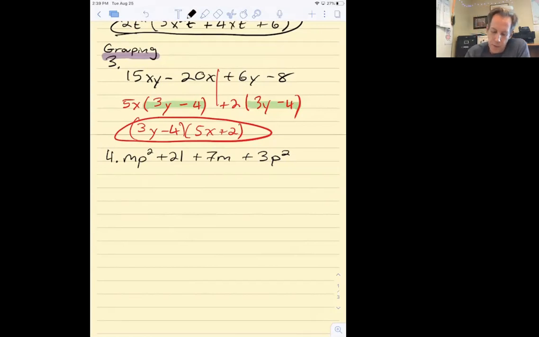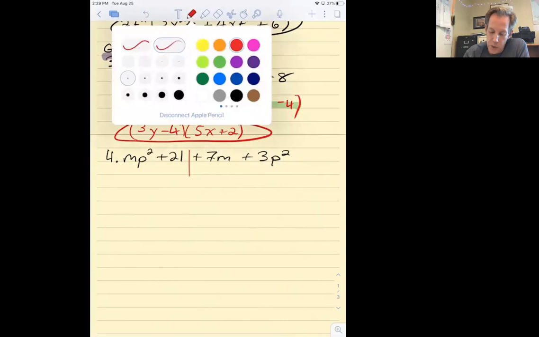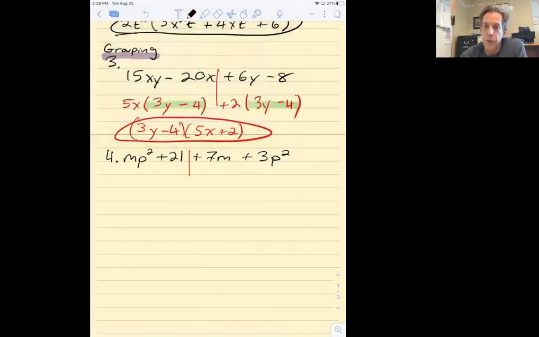Okay, so as I go through it, if I split it up with the first two terms and the last two terms, what you'll find out pretty quickly is there's no greatest common factor from the first two terms, and there's also not a greatest common factor in the last two terms. So in this situation, which comes up every now and again, you just need to rearrange the terms and then see if you can do it another way. A lot of times those two middle terms can be switched. So I'm going to rewrite this problem as mp squared plus 7m plus 21 plus 3p squared.